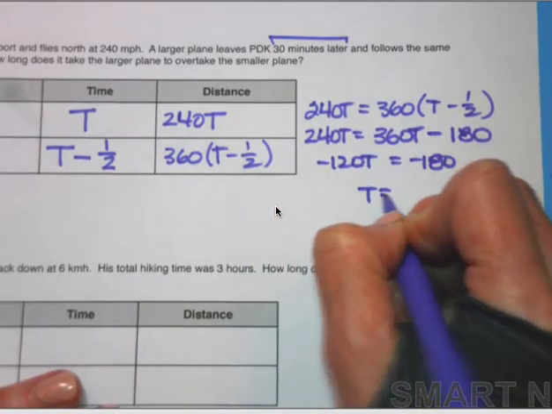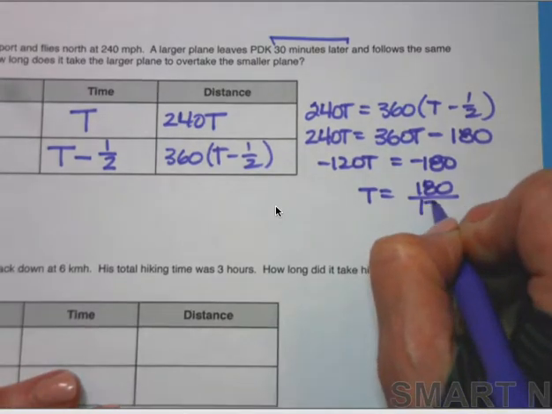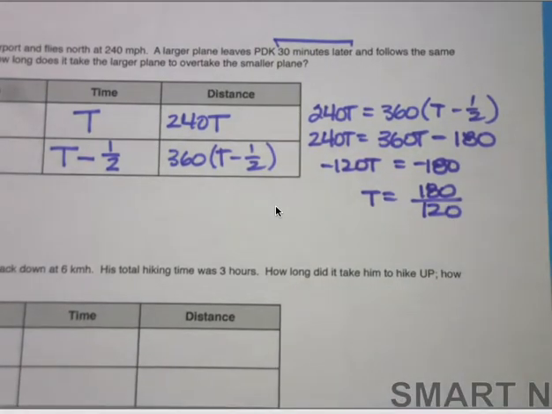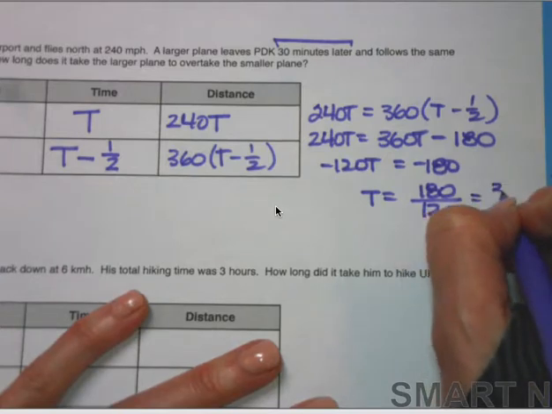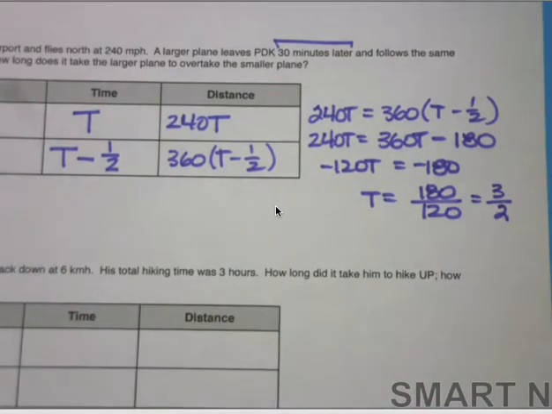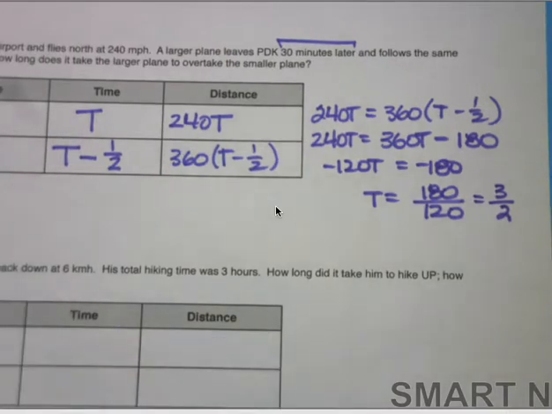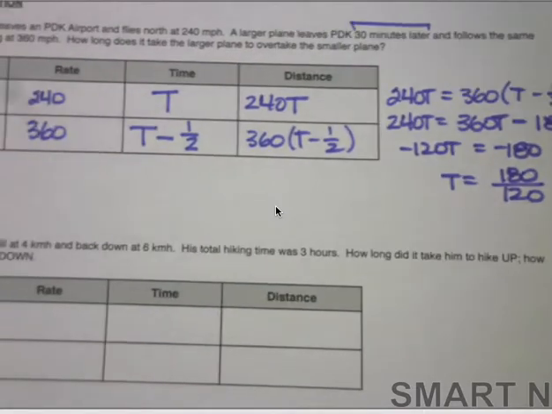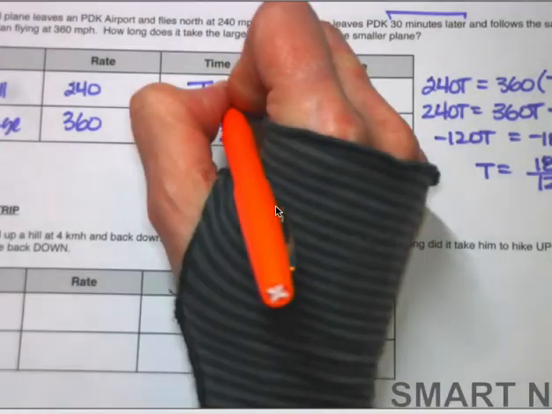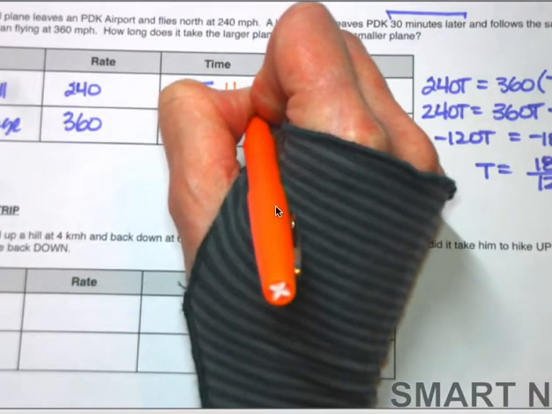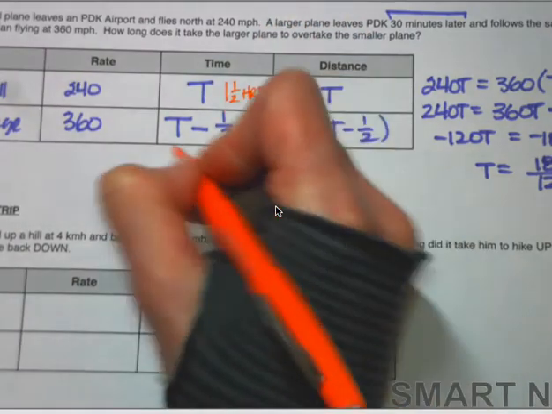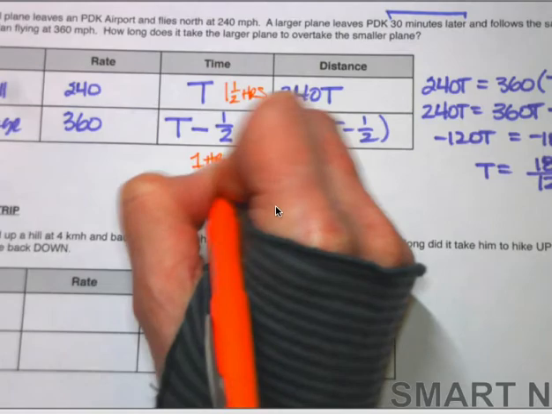and then t is going to be positive 180 over 120. This is time, in hours, miles per hour. So if I remove the common 60 from both of these, that leaves me with the fraction 3 over 2. To interpret that as time, that's 1.5 hours. So that means, and I'll switch ink colors, that the small plane is in the air for 1.5 hours. And then the large plane is only going to be in the air for 1 hour.